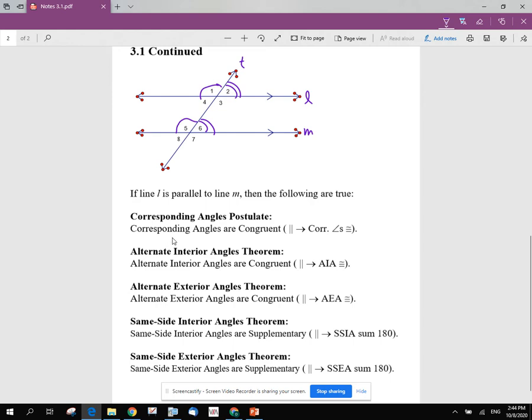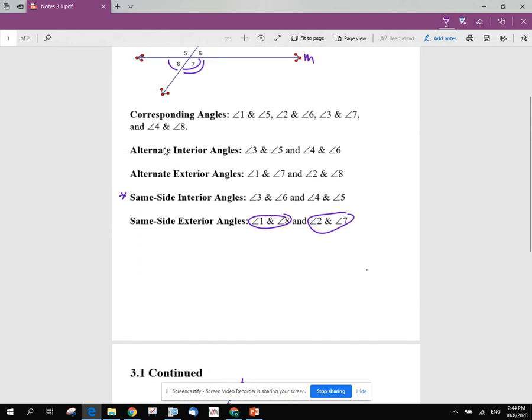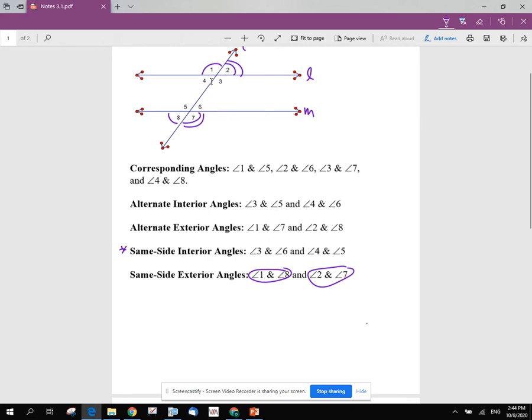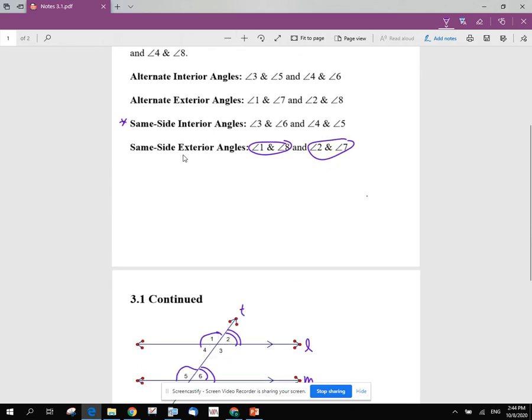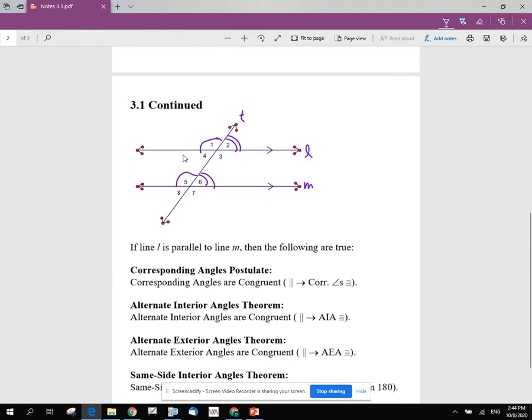Okay, so what we said on the previous slide, as we just listed them for any picture that has potentially parallel lines and a transversal, now because we know those lines are in fact parallel, we're going to have some congruent angles. Angle 4 is congruent to angle 8, angle 3 is congruent to angle 7. This is because of the corresponding angles postulate, and this is the citation of that.